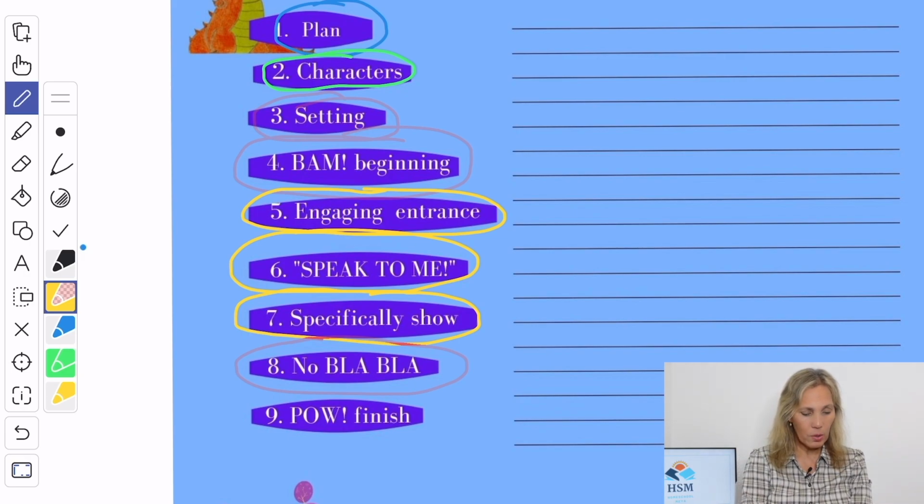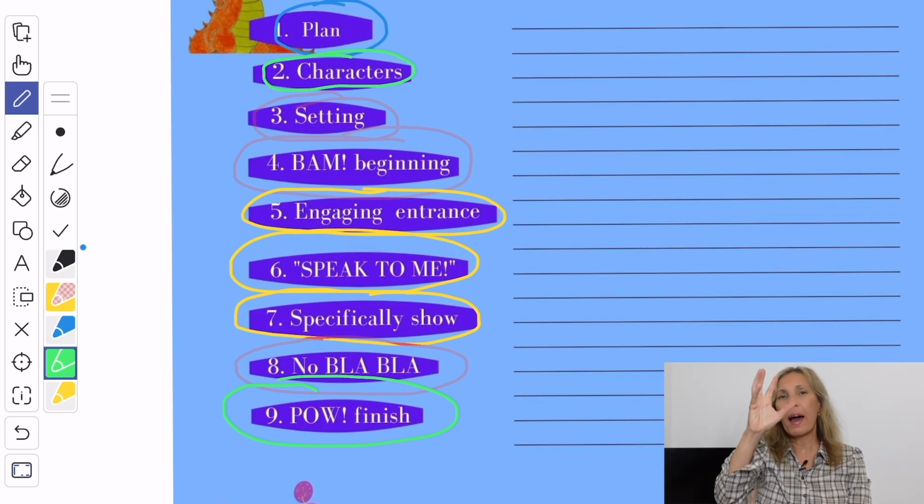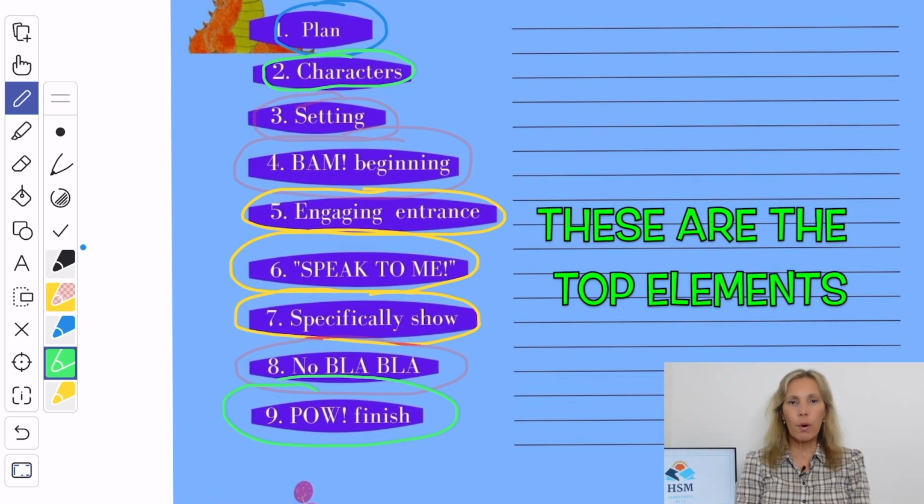And the last one that I'm going to call out here is pow finish. So we really want a pow finish. So something exciting to really wrap up that climax, and then the pow finish. So that's very, very important. These are the top elements.